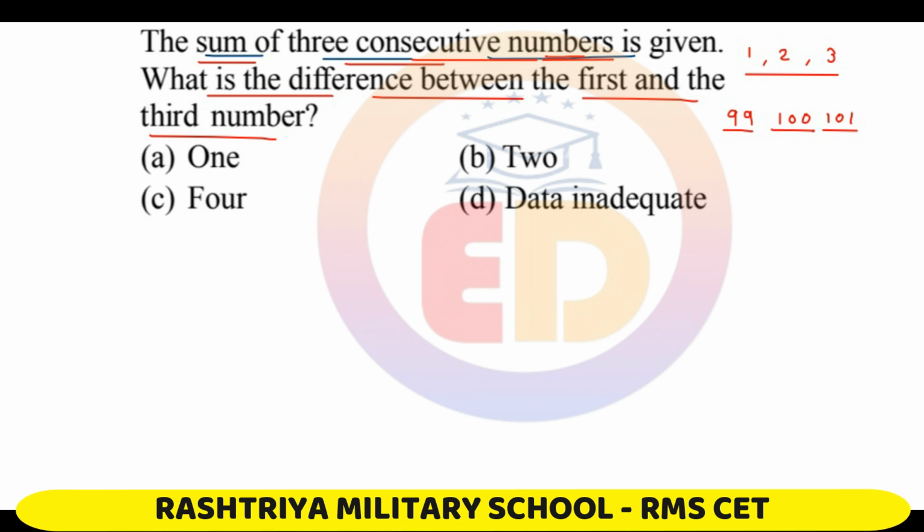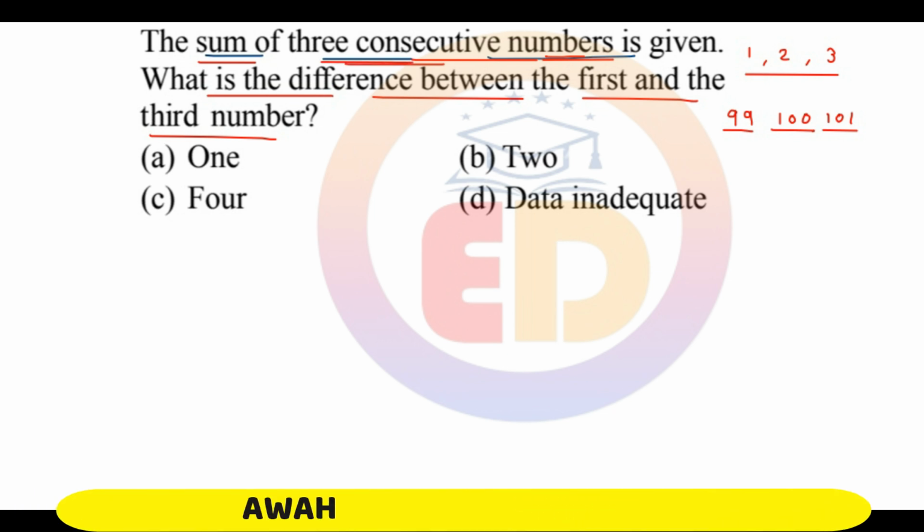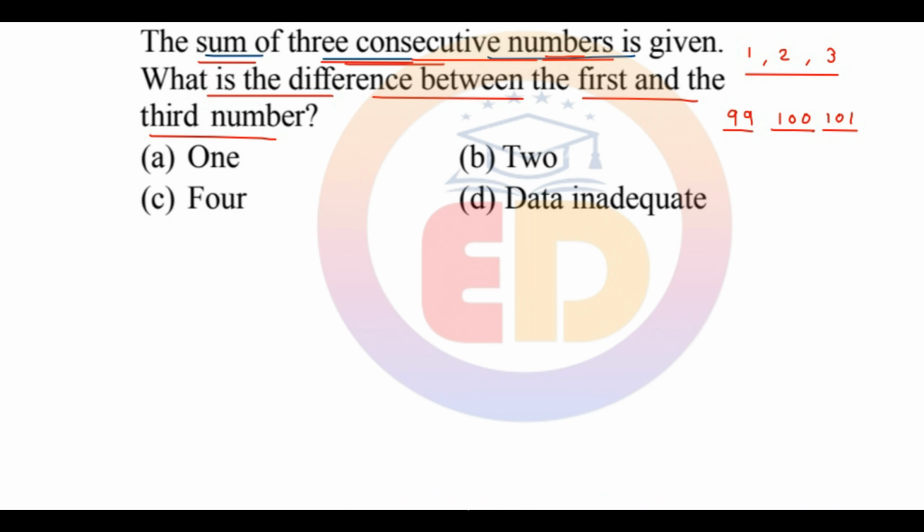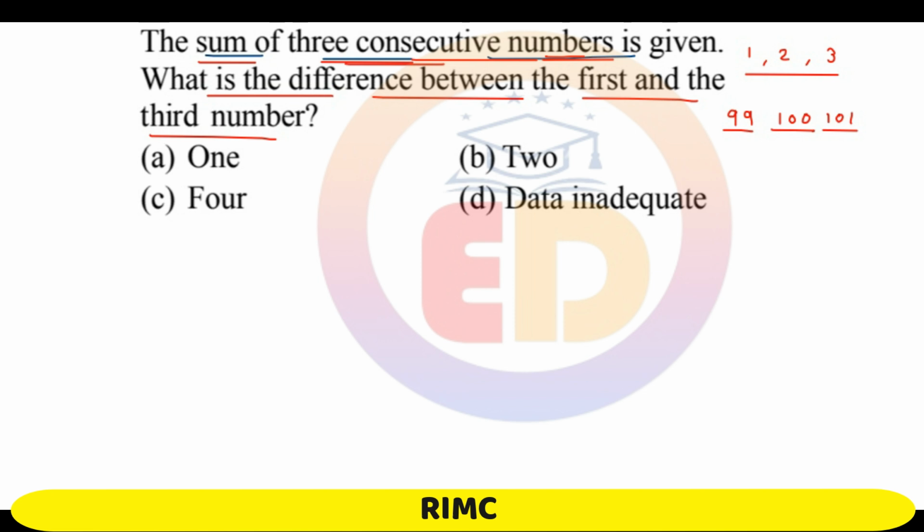The question says sum of 3 consecutive numbers is given. Let us take the 3 consecutive numbers. For example, to understand this question, let us take the 3 consecutive numbers. First one will be 2.